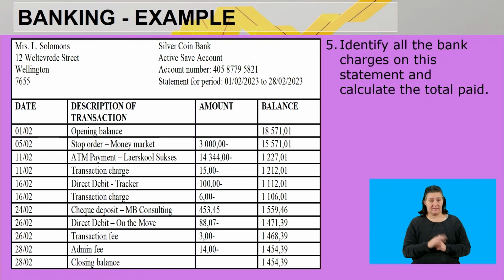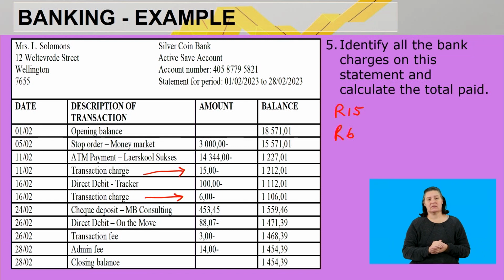Question number 5. It says identify all the bank charges on this statement and calculate the total paid. Right now we have to look at this in detail. Okay, so all the bank charges, right? So the first one I note here is the 15 Rand for transaction charge, right? So I'm going to write it down. So that will be 15 Rand, right? And that's a transaction charge, right? Then also another transaction charge here of 6 Rand, right? And you see I'm identifying them, and then also I need to calculate the total paid.